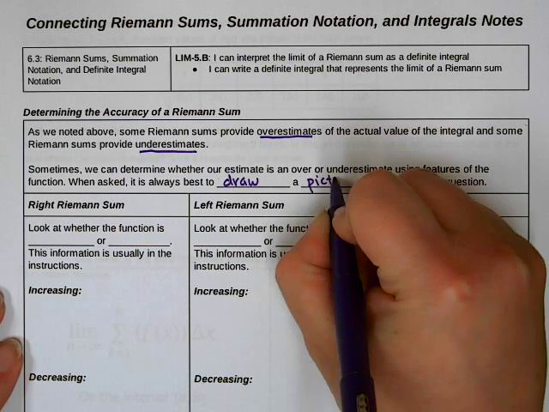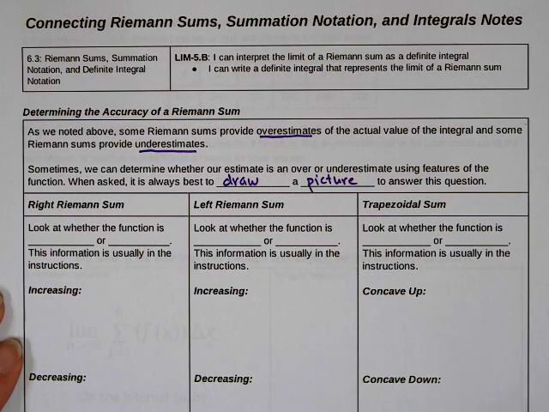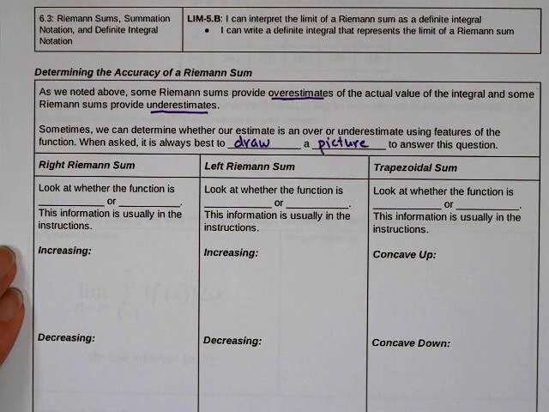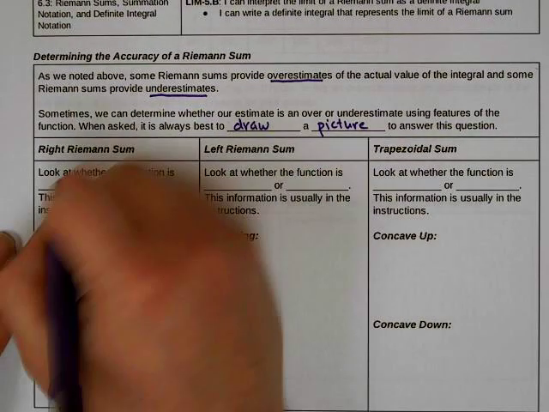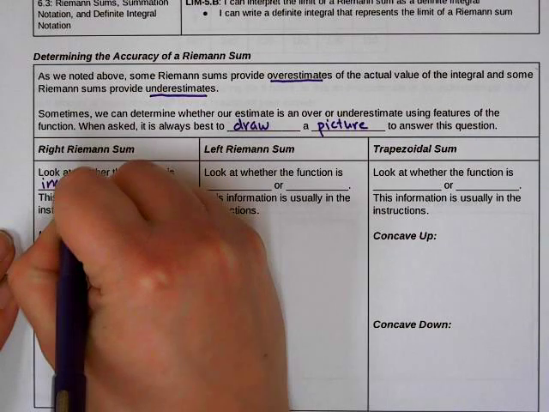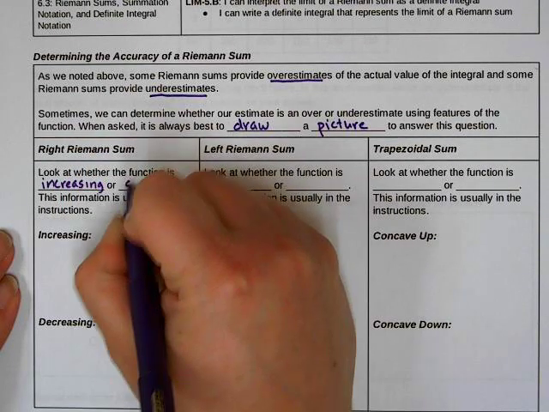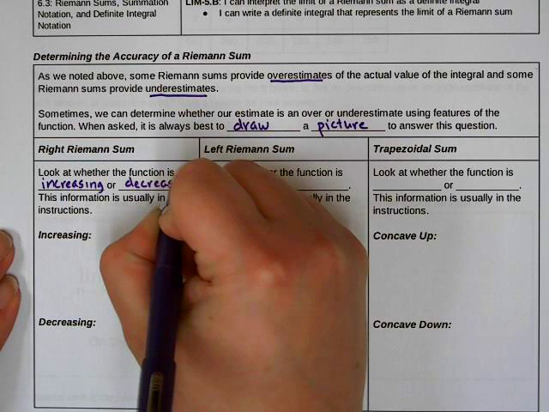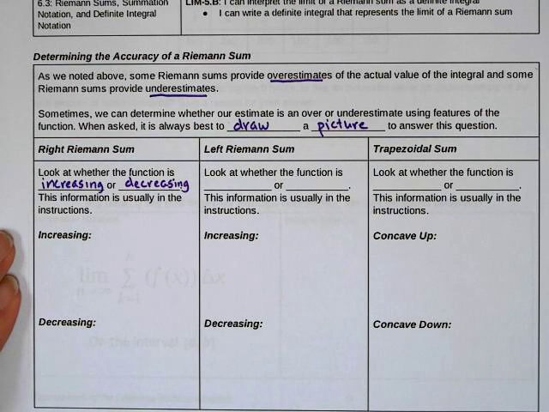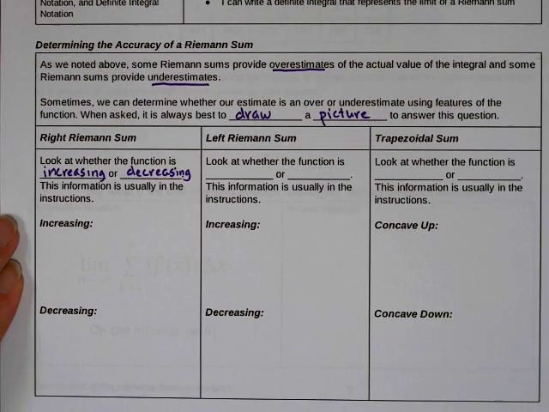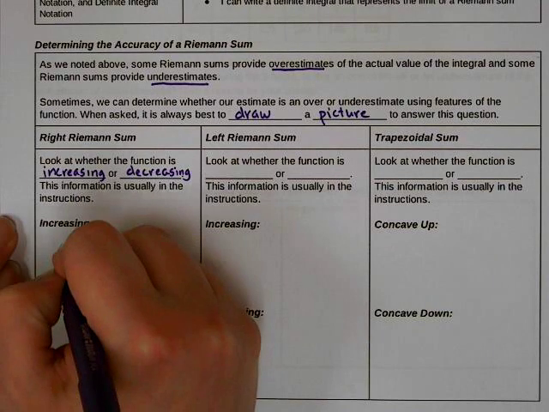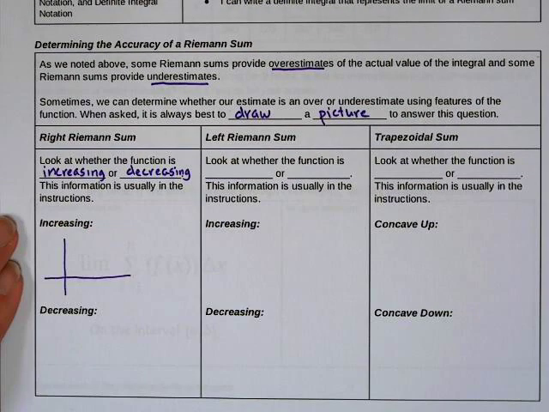So we're going to do a quick sketch of the graph to be able to figure out exactly what's going on. We're going to focus first on the right Riemann sum. We have to look at whether the function is increasing or decreasing. This information is usually given in the instructions, which means a lot of times you have to actually read the problem. So if we have a function that's increasing, let's say we've got our function here, right?